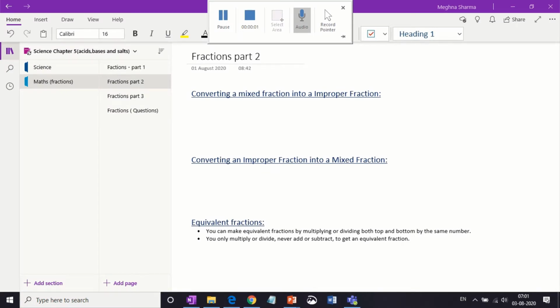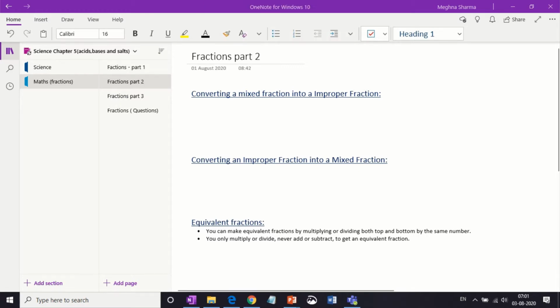Hello, this is Meghna. Today we are going to look into fractions part 2. In the last video, we have seen what is a fraction and its types. It has three types: proper fraction, improper fraction, and mixed fraction, with unlike fractions and like fractions.